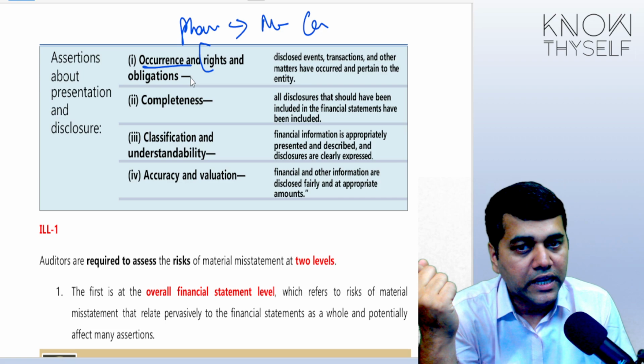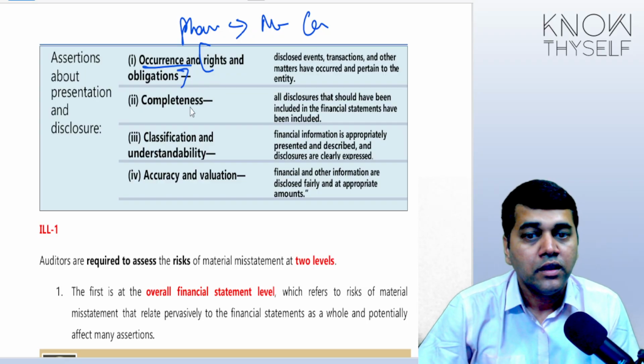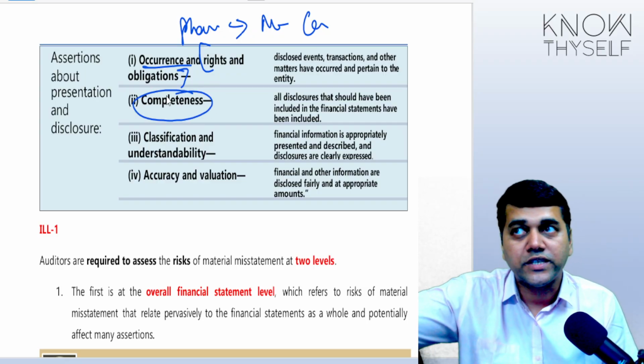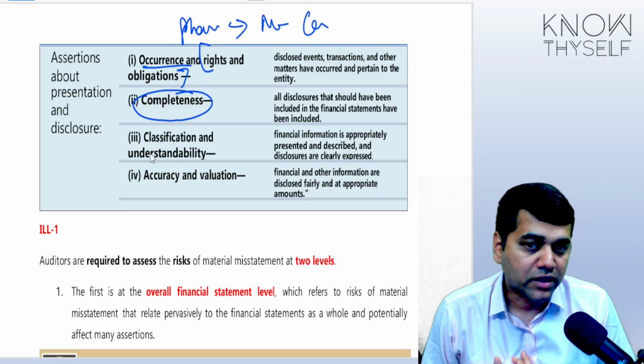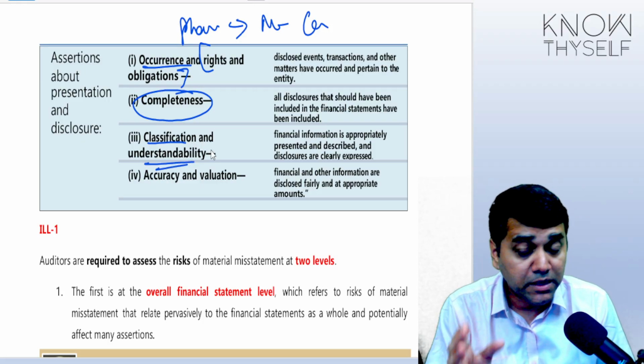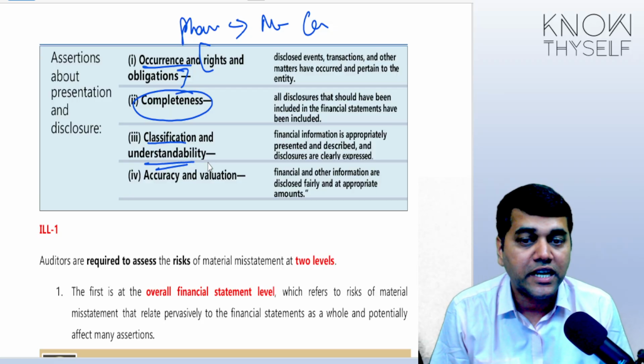And whatever you are telling, if you are selling your contingent asset, that is your right. You have not left out anything which your standards or your framework have told you to disclose. And your classification is proper and understandability is very clear. That means your way of presentation is very clear and understandable.